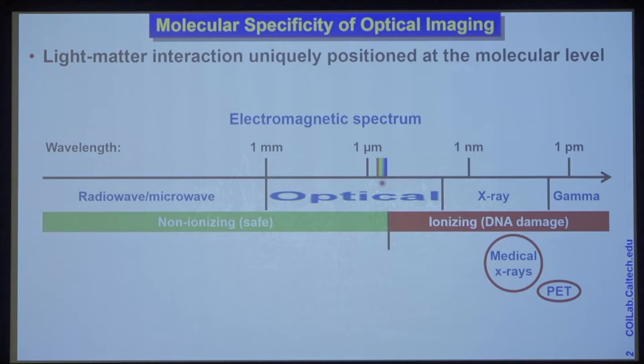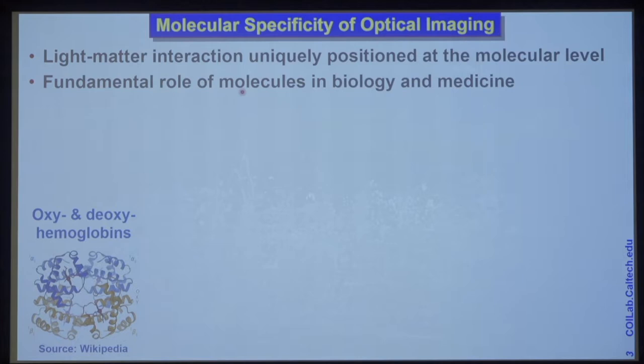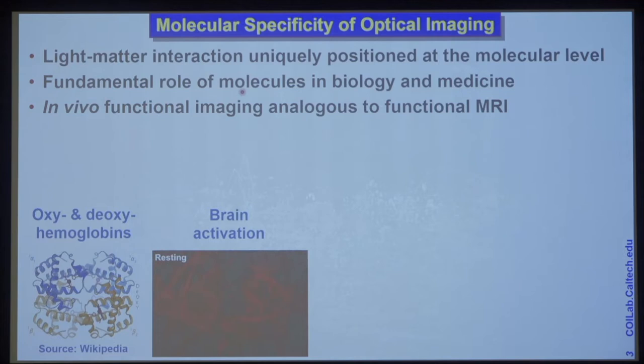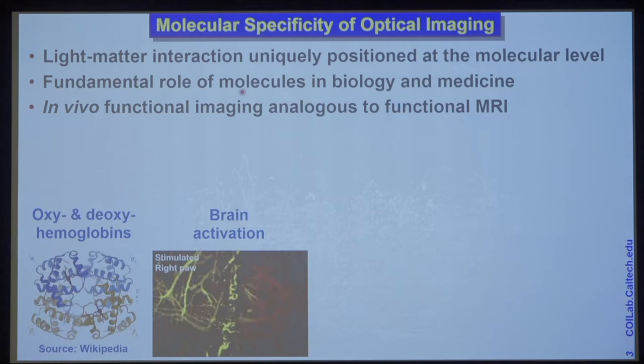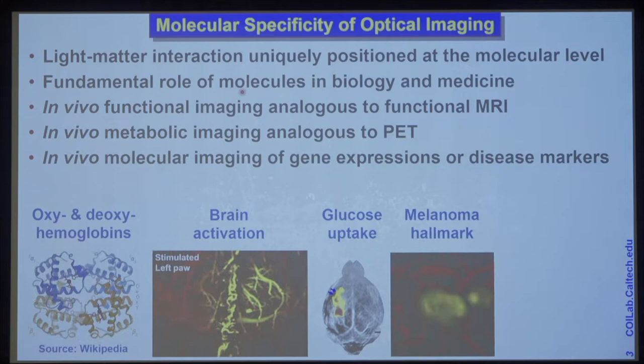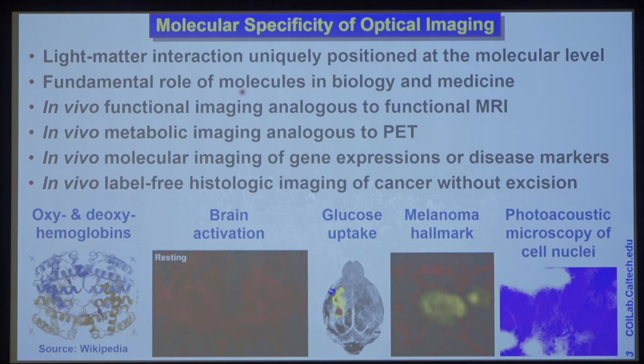Because from the physics perspective, we know that light-matter interaction occurs at the molecular level. Given the fundamental roles of molecules in biomedicine, we really have to work on this problem despite all the challenges we face. By detecting molecules, we can provide a number of imaging capabilities, including in vivo functional imaging, very much similar to functional or BOLD MRI, in vivo metabolic imaging similar to PET, in vivo molecular imaging of gene expressions or disease markers, even in vivo label-free histologic imaging. And so you can see this very powerful list of capabilities, but we face daunting challenges.